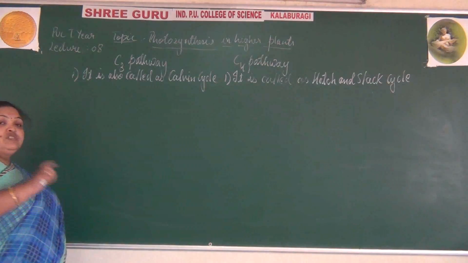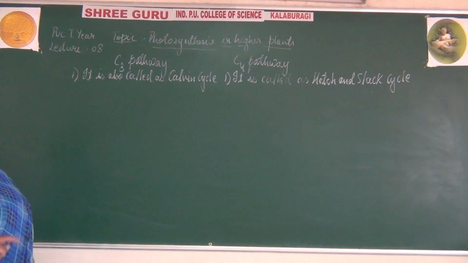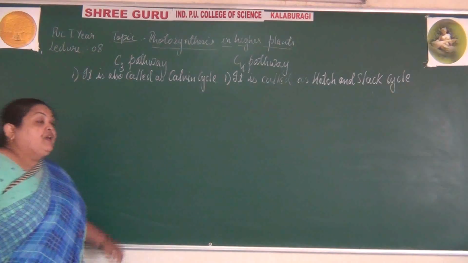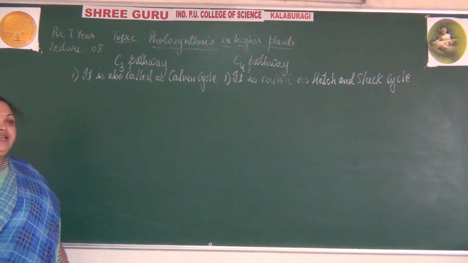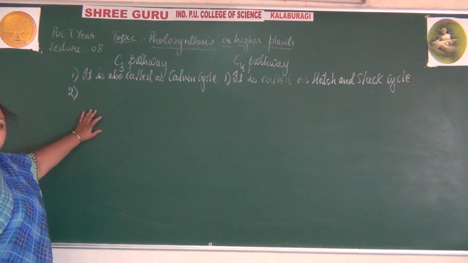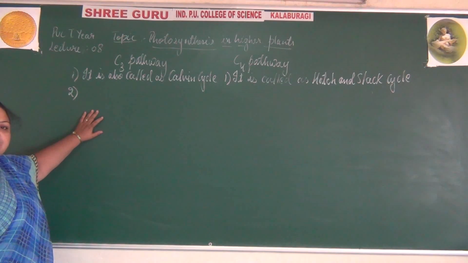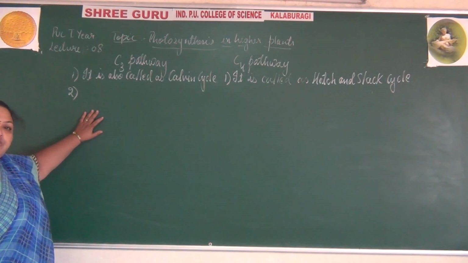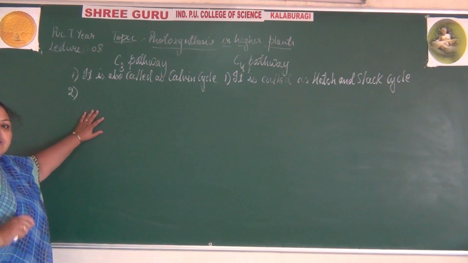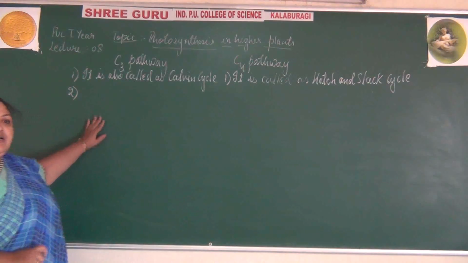If you look at the schematic representation of both C3 and C4, you will be able to differentiate the points. It is called the C3 cycle. What happens here? The process of carboxylation is in both the processes. So looking at the figure or knowing the concept, how can you differentiate both the cycles? Here the first stable product is a 3-carbon compound.